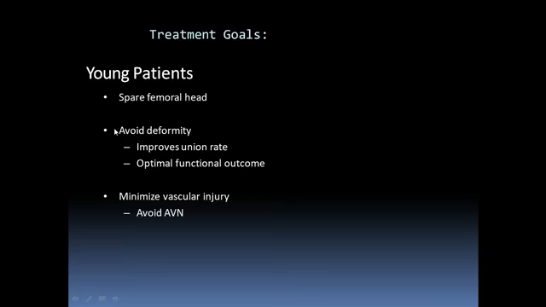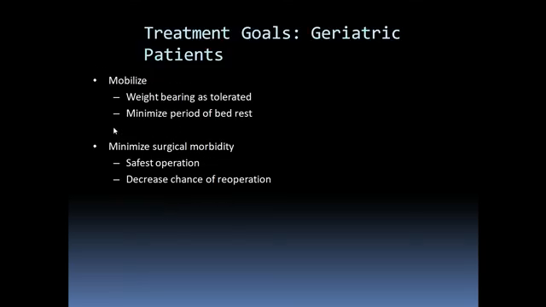Treatment goals for young patients: I should spare the head of the femur, I should avoid deformity, and I should minimize vascular injury to avoid AVN. For old patients, I have to go for early mobilization and early weight bearing and reduce the period of bed rest. I have to choose the safest operation, and I have to minimize surgical morbidity.